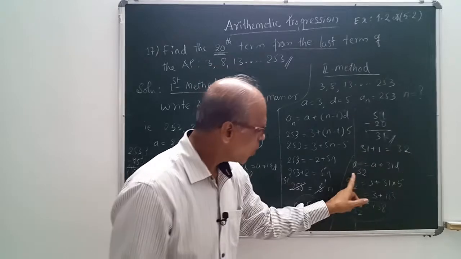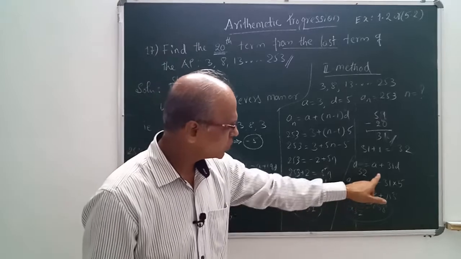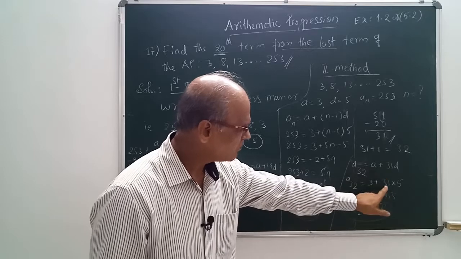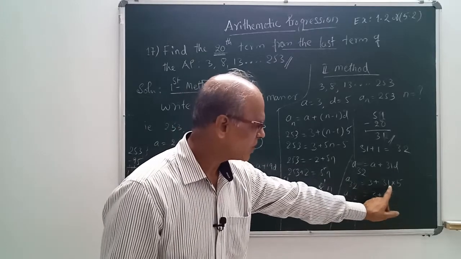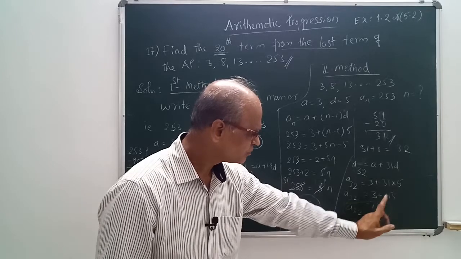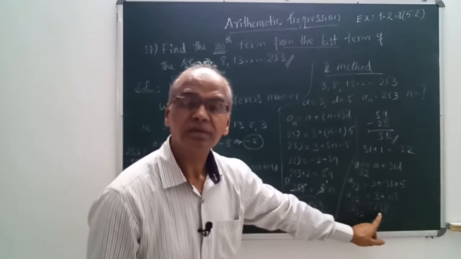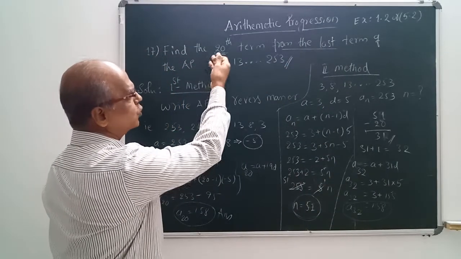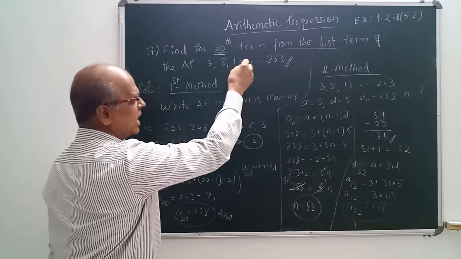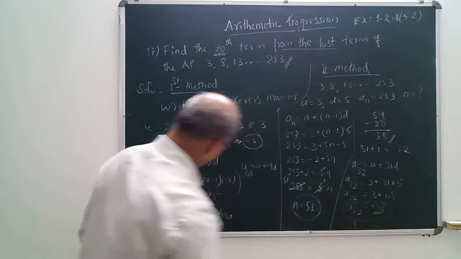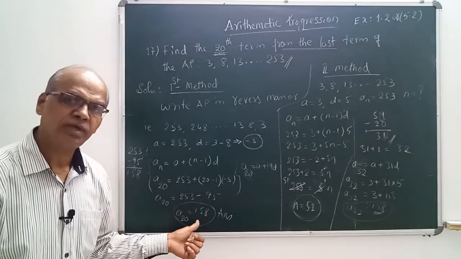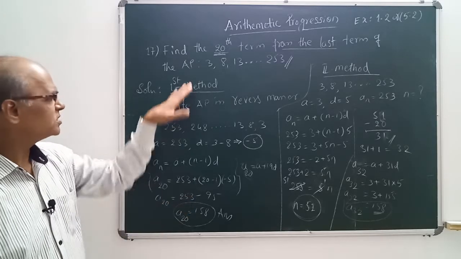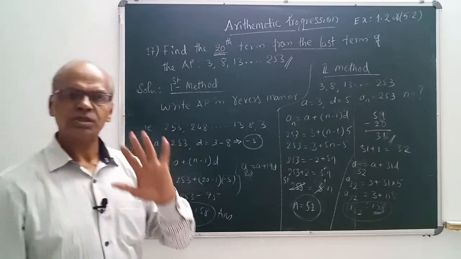Now you have to find out what is A32. A32 can be written as A plus 31D. A value is 3 plus 31 into D, which is 5. So 5 ones are 5, 5 threes are 15, 155 plus 3 is 158. That means from 253, if you go on counting up to the 20th term, the 20th term from the last is 158. Here also, in the first method, we got 158. That means you can do this method or that method. The easiest one is the first method. Anyway, the choice is yours.